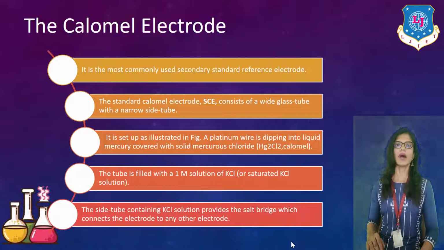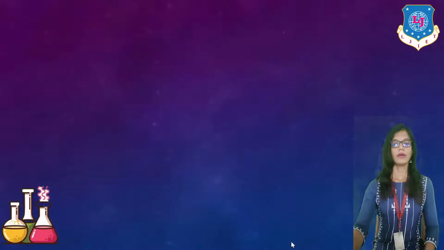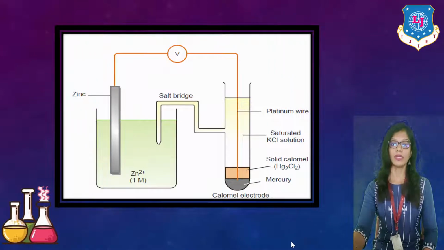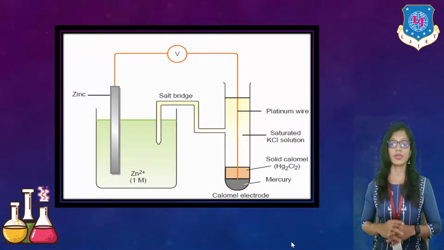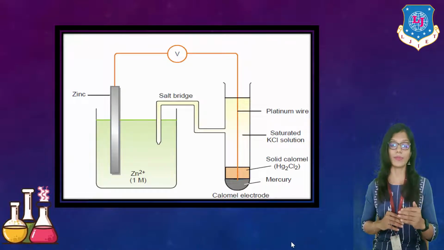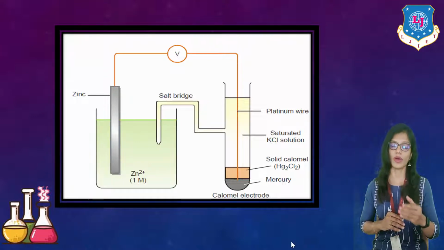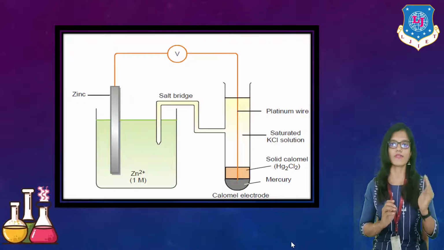This is how it works. This is the structure of the SCE. As you can see in the image, mercury is in contact with solid mercurous chloride, calomel. That solid calomel is in contact with saturated KCl solution. All three components are in contact with the platinum wire, and that particular SCE is connected with a salt bridge. That salt bridge will connect it to the other half compartment or other half cell.